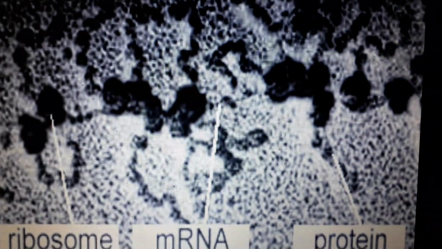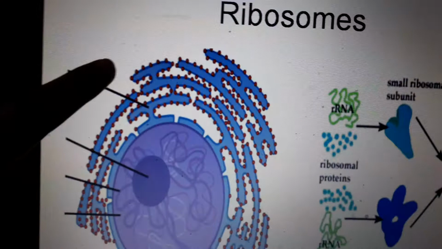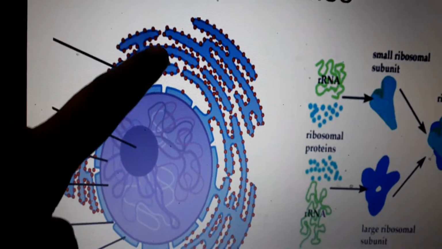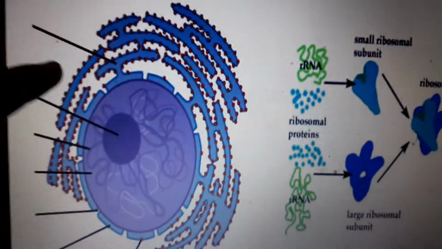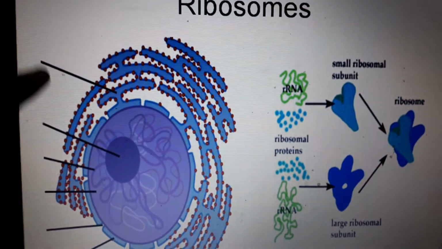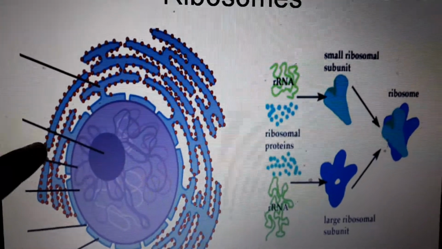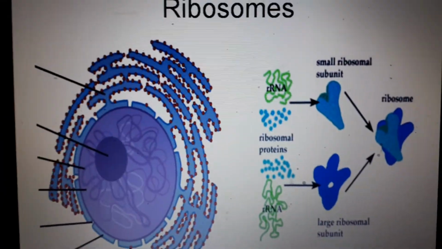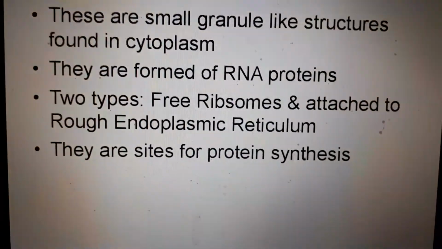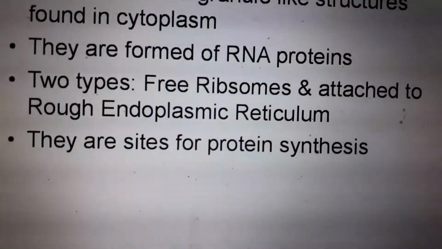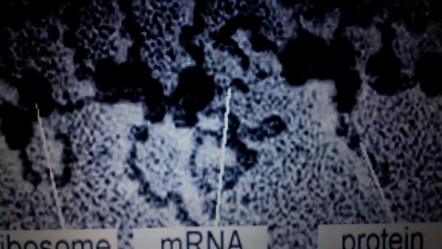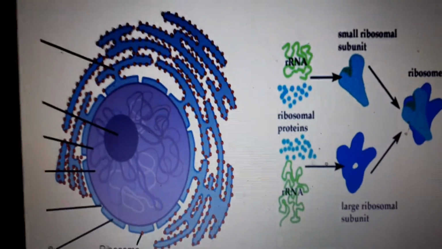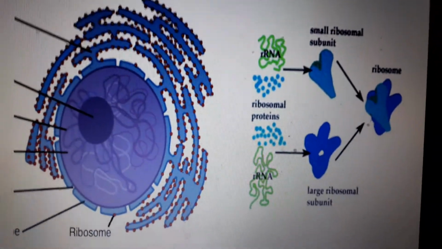Ribosomes are of 2 types. Some ribosomes are freely floating in the cytoplasm, whereas some ribosomes are sitting on the blue tubes. So the ribosomes which are freely there in the cytoplasm are called free ribosomes, and the ribosomes that are attached to the endoplasmic reticulum are called attached ribosomes. And wherever these granule structures are present, over there proteins are synthesized, proteins are manufactured.